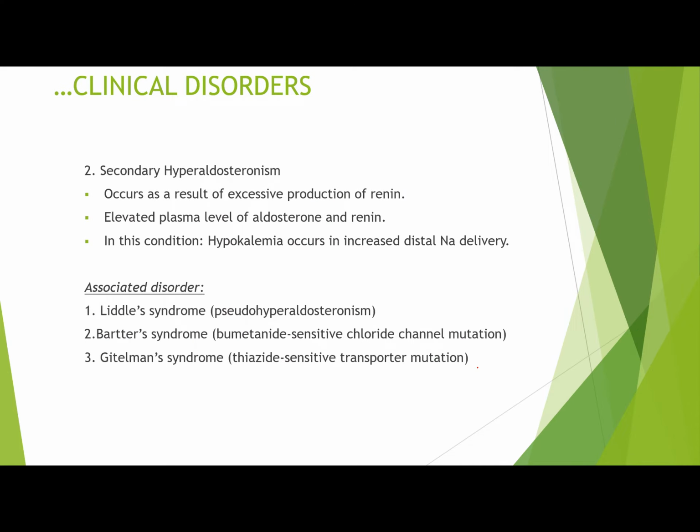Then we have your secondary hyperaldosteronism. This would occur as a result of excessive production of renin, elevated plasma level of aldosterone and renin. In this condition, hypokalemia occurs in increased distal sodium delivery. Associated disorders are your Liddle syndrome or your pseudohyperaldosteronism, Bartter syndrome, bumetanide sensitive chloride channel mutation, Gitelman's syndrome or your thiazide sensitive transporter mutation.